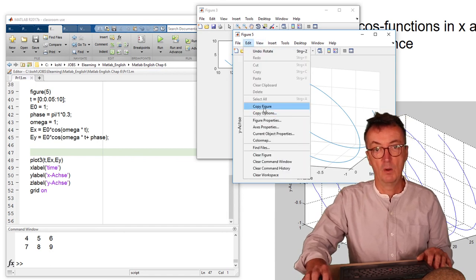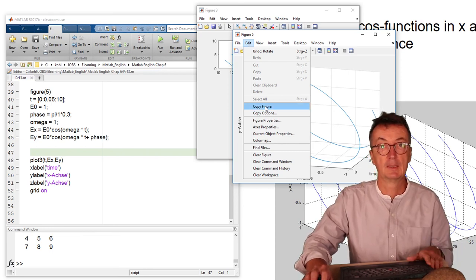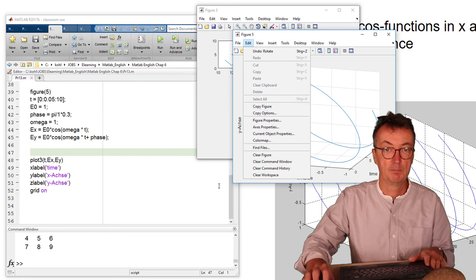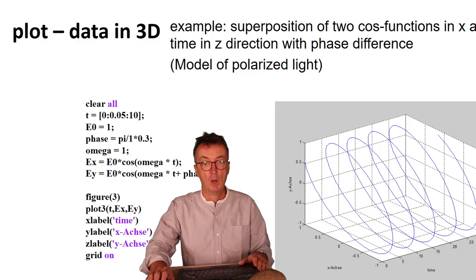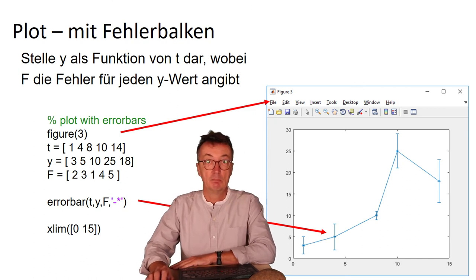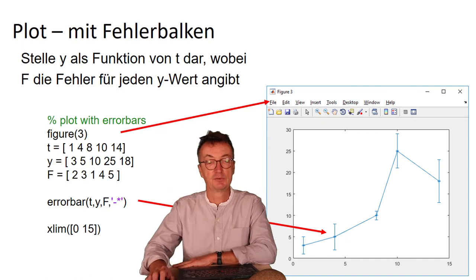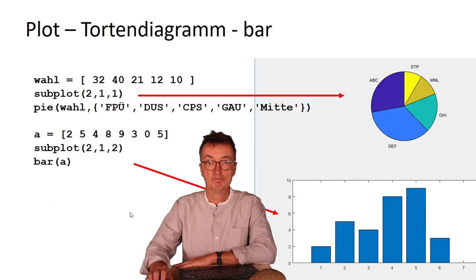You can copy all the figures here, Edit, Copy Figure, to transfer the figure to, for instance, your Word document or any other program where you write a report. Okay, what else do we have? In many cases, you would like to have error bars. There's just a simple command, errorbar, to get that. You just need to define these error bars here in the vector F. You can display data in a different way, for instance, here, this pie plot or bar plot. Try it out yourself. I won't go through all that in detail.